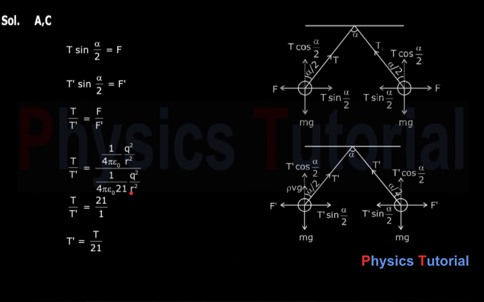When immersed in the liquid, the dielectric constant you have to use is 21, and 1 upon 4 pi epsilon naught cancels, so T upon T dash is 21, so T dash equals T by 21.